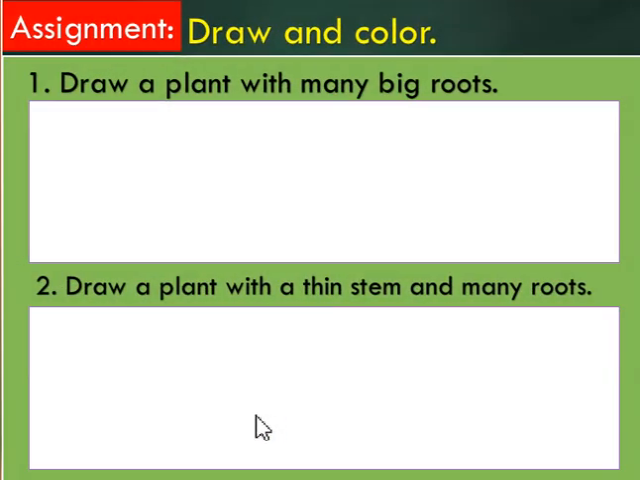Okay, you have an assignment. Draw and color. Number one, draw a plant with many big roots. You draw here and put color. And number two, draw a plant with a thin stem and many roots.